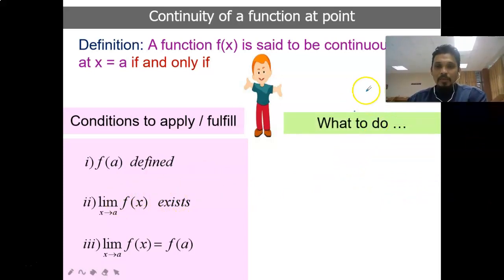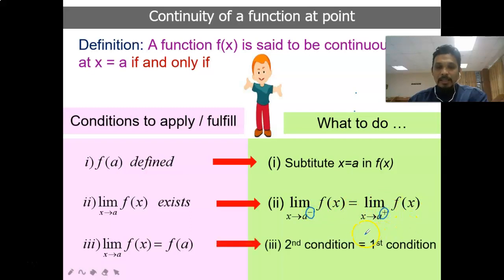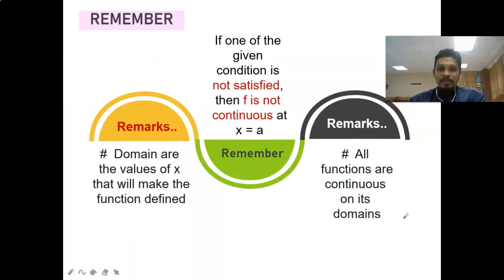So what are we going to do? The first one here, substitute x equal to a into the function f(x), and then find out whether the limit as x approaches a from the left side is equal to the limit as x approaches a from the right of the function f(x), and the second condition must equal the first condition. So the first condition and second condition must be equal. Okay, so these are all things that you need to remember.